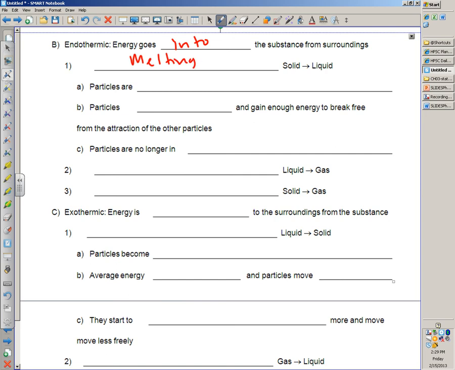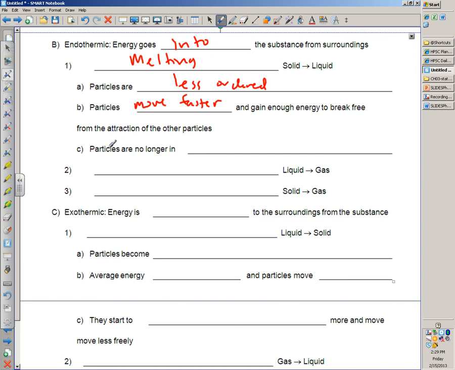Right? What did we say happened to the particles? They do what? So less ordered. Less ordered. Okay. What else do those particles do? Vibrate more quickly, or we can just kind of say move faster. Right? Vibrate more quickly, move faster, same thing, right?